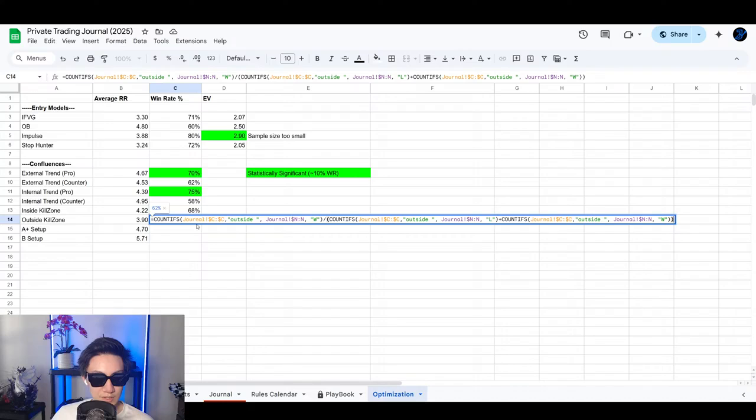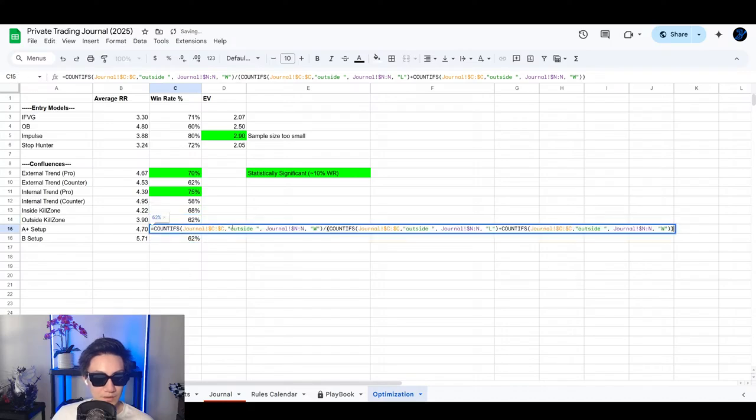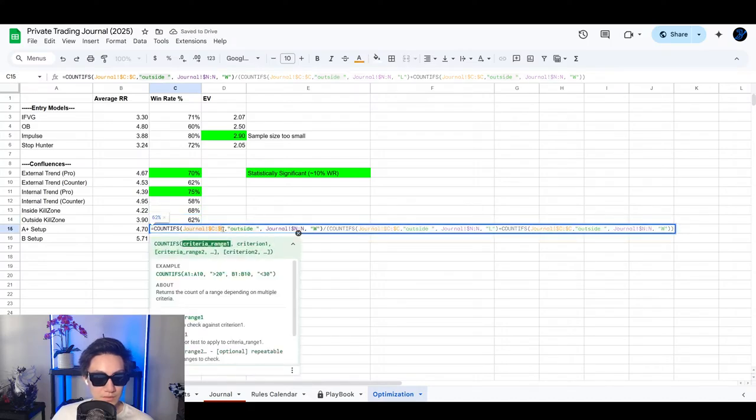Now let's go over win rate here. I believe this is V, which was the column, and we have to change this to A. All we can do here to make it simpler for ourselves is copy this, copy this. Should be good.